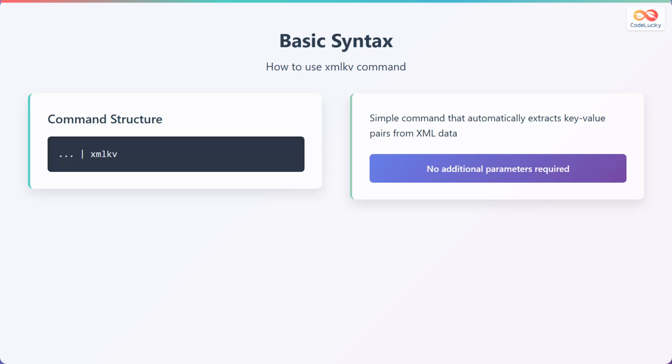The XMLkv command has an extremely simple syntax structure. To use this command, you simply pipe your search results to XMLkv. The basic format is your search query followed by a pipe symbol, and then XMLkv. That's it, no additional parameters are required for basic functionality. This simplicity makes XMLkv one of the most straightforward commands in Splunk's SPL toolkit. The command automatically detects XML structure in your data and begins the extraction process without any complex configuration needed.